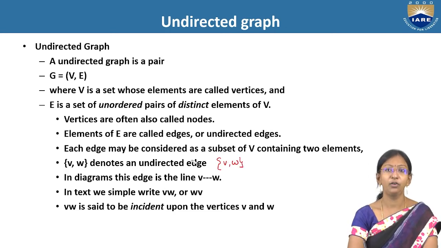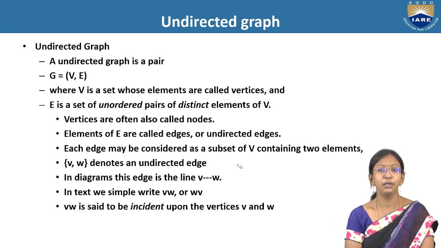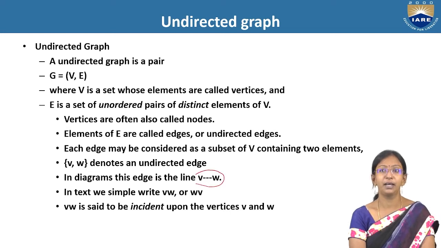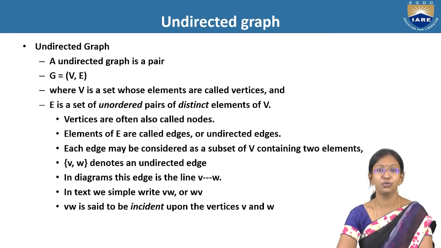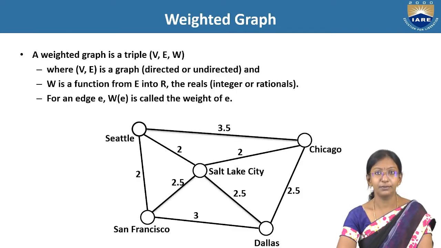Here, head or tail terminology will not be there, as if VW is an edge, even WV is also an edge of graph G. The edges can be represented in short form with a hyphen symbol between them, or in a short form just combine these two letters, the names of the nodes. Okay, this is about undirected graphs.